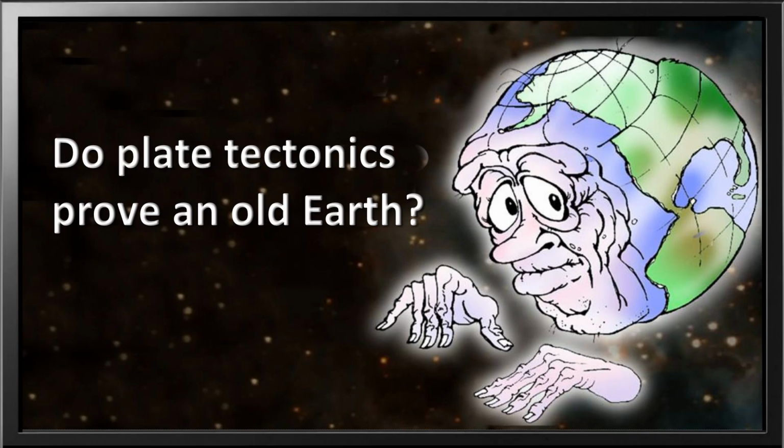Now here's the question. We talked about this briefly, but it's kind of the elephant in the room, if you will. If you believe in continental drift, you believe that really happens, and you believe that tectonics is responsible for continental drift, and continental drift is a very, very slow process. How could we be thousands of miles away from Africa if the Earth is only 6,000 to 10,000 years old? So the problem is, do plate tectonics prove an old Earth?